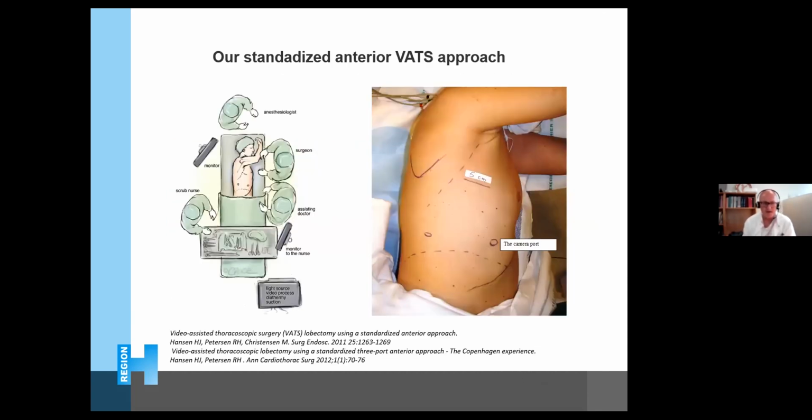There can be a lot of debate about how to do the VATS. This is the 3-port anterior approach, the Copenhagen approach that we have adopted and still use. And I don't think for the topic of today that it is meaningful to discuss the number of incisions. The only thing is that you do proper minimally invasive surgery, no rib spreading. And that also means that you need to deal with your problems from outside with the VATS instruments. You cannot just put your hand inside, put big clamps inside and deal with things.